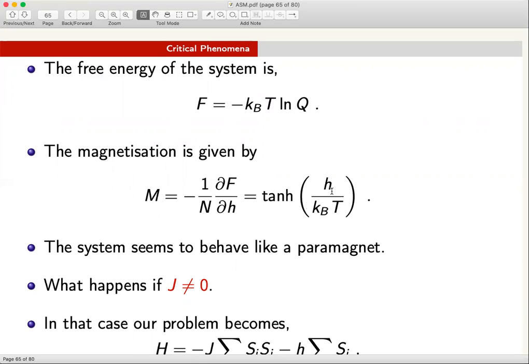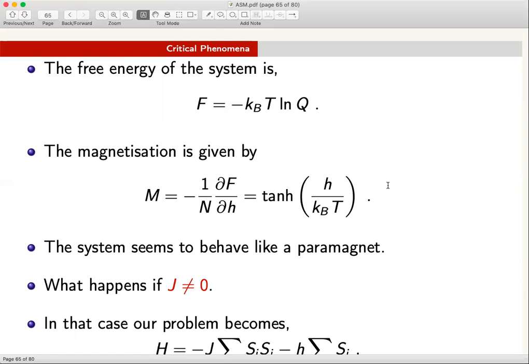On the other hand, negative h gives you a negative value for tanh, and therefore it gives negative magnetization. So magnetization is always proportional to the magnetic field with a positive coefficient. If the magnetic field itself is negative, then of course magnetization would change sign. That kind of behavior is what is called a paramagnet, and that's why this model correctly reproduces the paramagnetic behavior of the system.